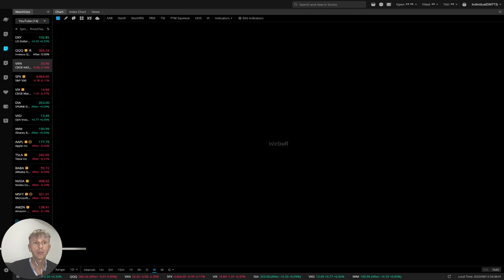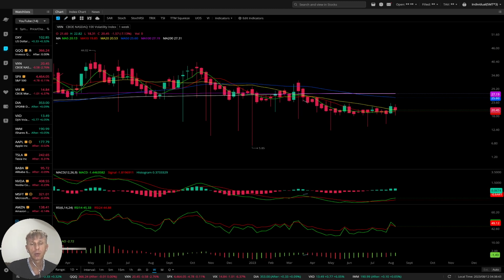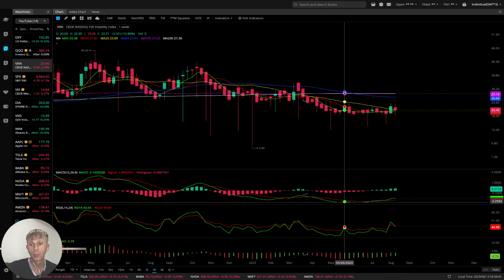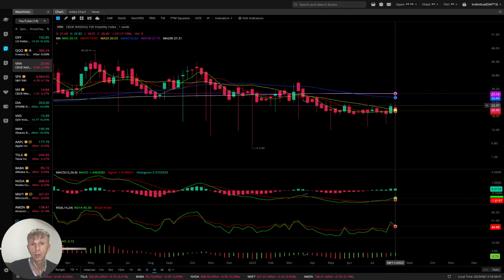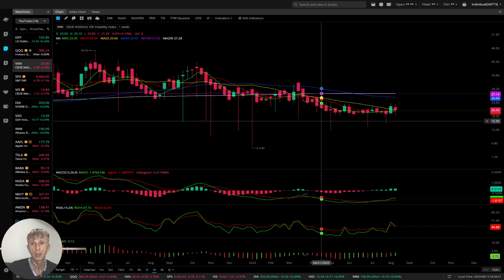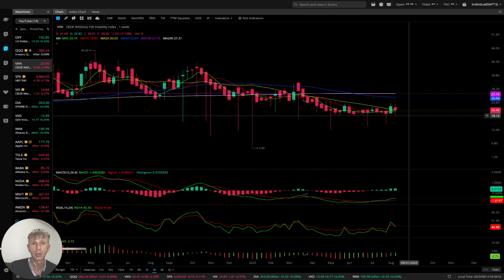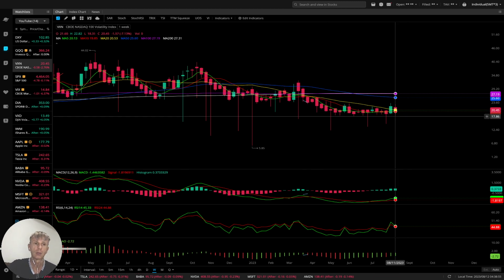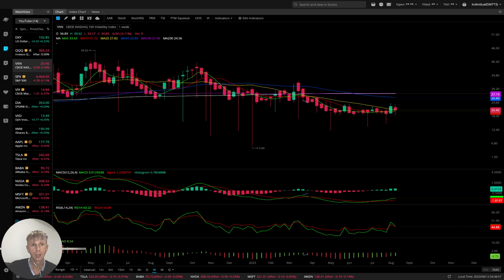Volatility index VXN for Qs is still positive, still a bullish crossover. It is negative, bearish for Qs, but generally it's still in the low territory. No fear in the market for Nasdaq.